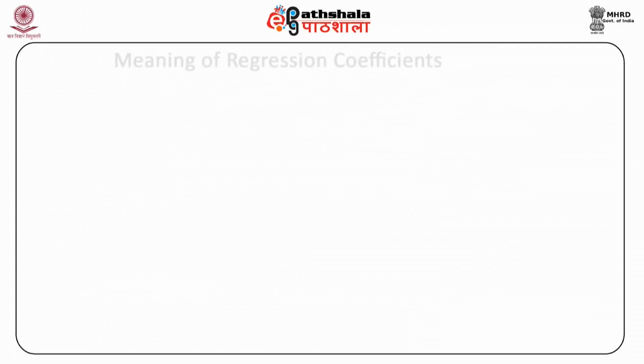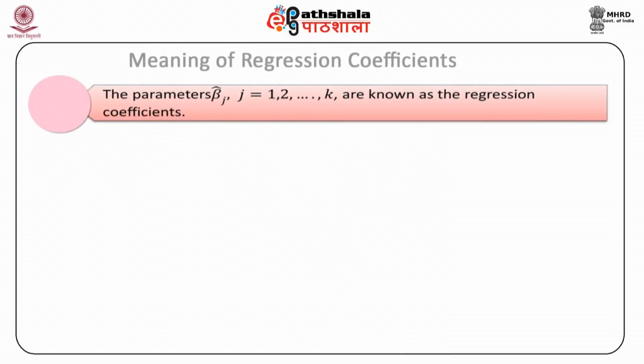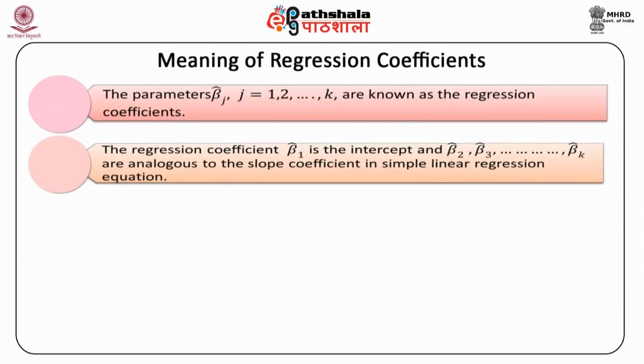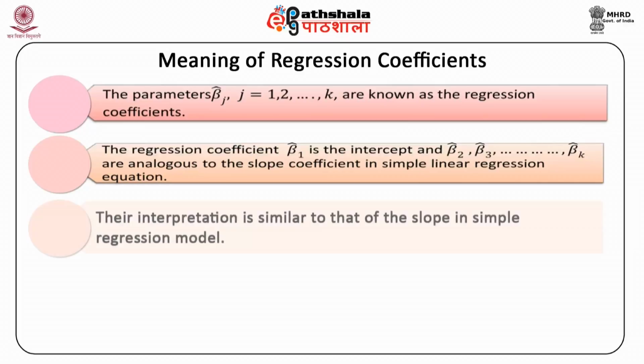Meaning of regression coefficients. The parameters beta j hat, where j takes the values from 1 to k, are known as regression coefficients. The regression coefficient beta 1 hat is the intercept, and beta 2 hat, beta 3 hat up to beta k hat are analogous to slope coefficients in simple linear regression equation. Their interpretation is also similar to that of the slope in simple regression model.